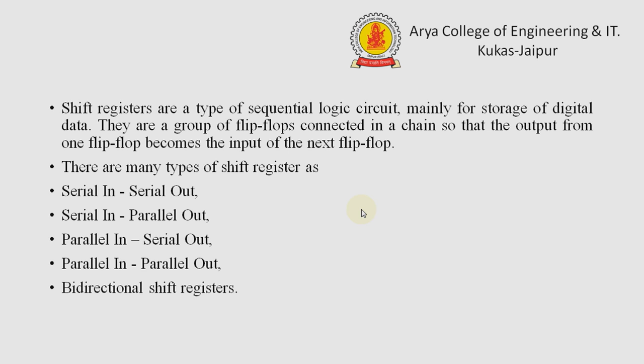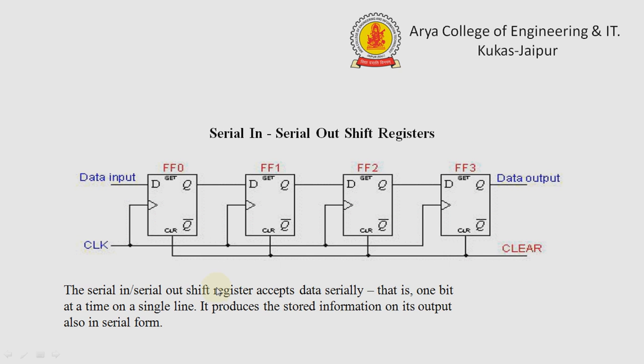Shift registers are a type of sequential logic circuits mainly for storage of digital data. They are a group of flip-flops connected in a chain so that the output from one flip-flop becomes the input of the next flip-flop. There are many types of shift registers: serial input, serial output; serial input, parallel output; parallel input, serial output; parallel input, parallel output; and bidirectional shift registers.